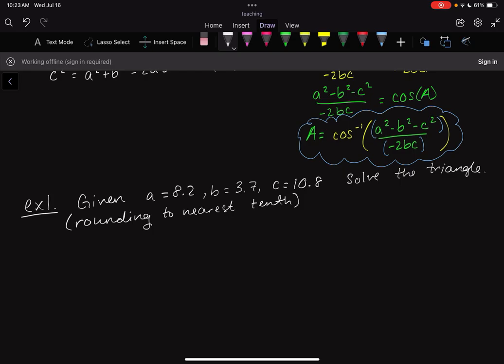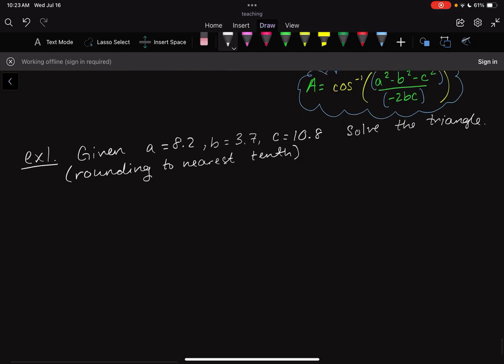On the test, I'm going to tell you when you need to round and when you don't. The reason I do that is so that you can know, oh, if she says something about rounding, I probably need to use the calculator for this one. But if I say something like exact answer, then you don't want to use the calculator for that question.